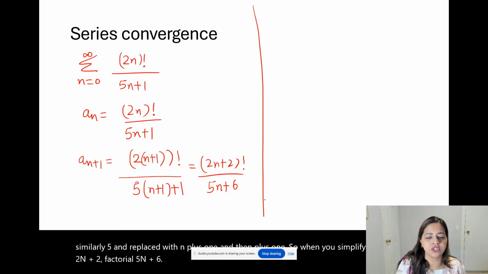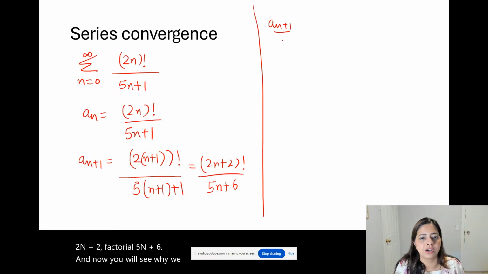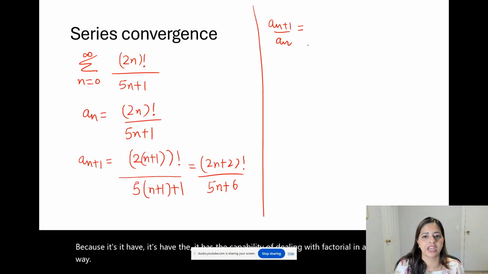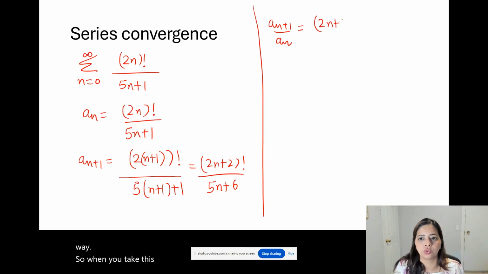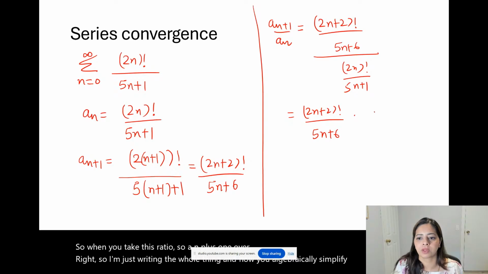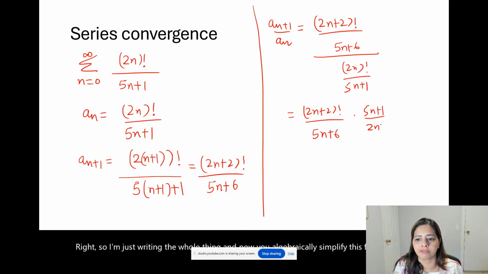And now you will see why we use the ratio test here, because it has the capability of dealing with factorials in a much easier way. So when you take this ratio, a_(n+1) over a_n, I'm just writing the whole thing. And now you algebraically simplify this first, right? Simple rules of fractions, flip this over, it goes into multiplication.